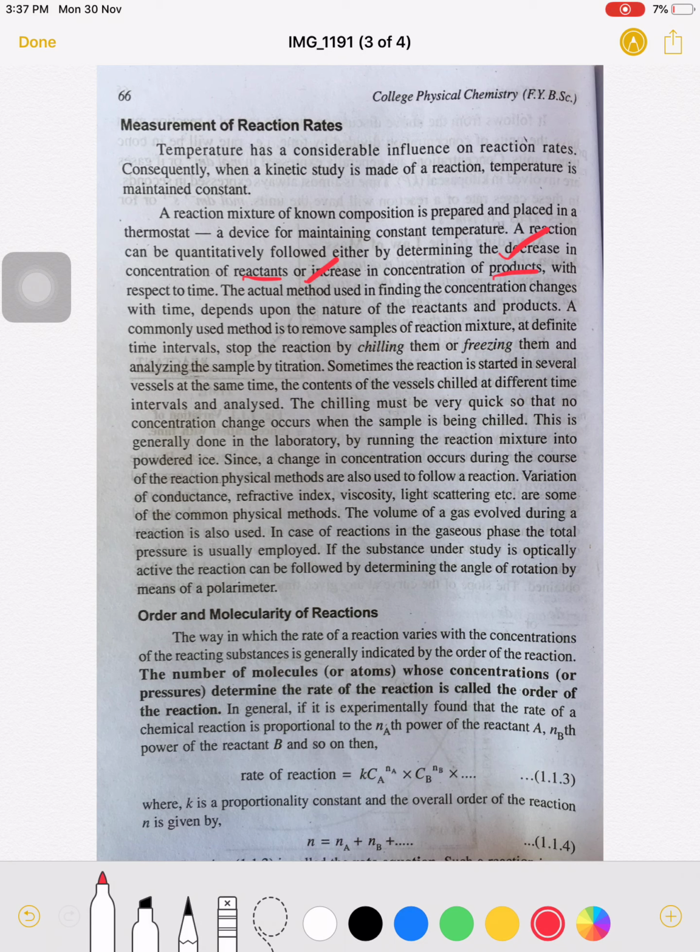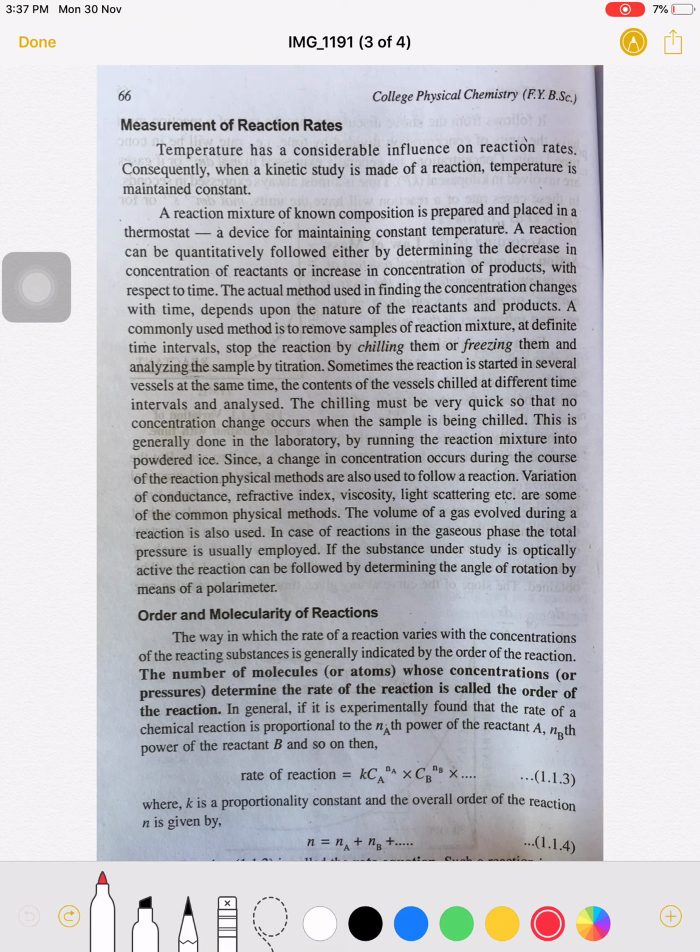the time. The actual method used in finding the concentration changes with time depends upon the nature of reactant and product. So which method we are going to select, it depends upon the nature of reactant and product. A commonly used method is to remove samples of reaction mixture at a definite time interval, stop the reaction by chilling them or freezing them, and analyzing the sample by titration.